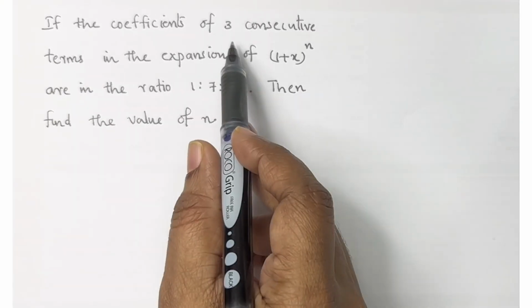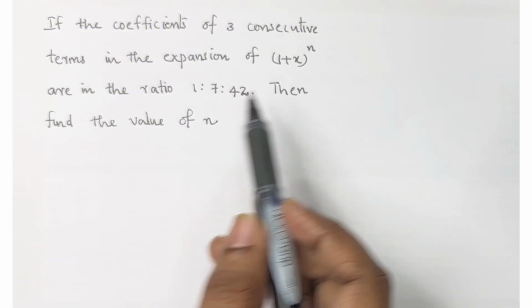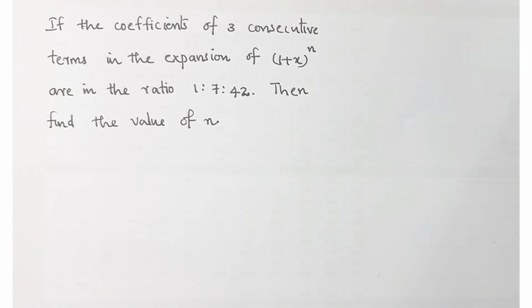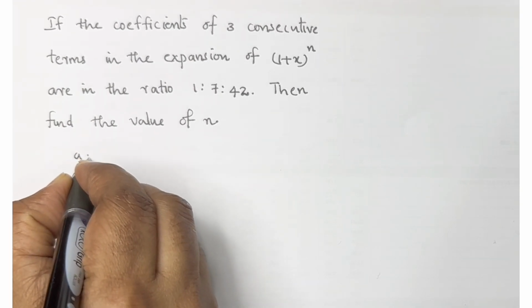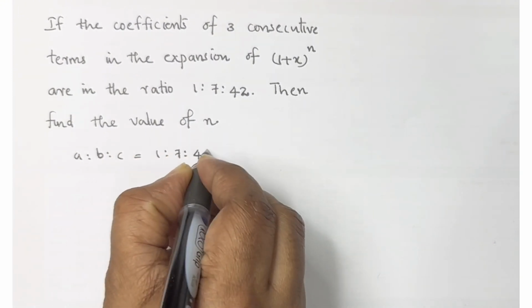Another example: if the coefficients of 3 consecutive terms in the expansion of (1 + x)^n are in the ratio 1:7:42, then find the value of n. Let's do this question with the help of the shortcut. So the ratio is given as a : b : c = 1 : 7 : 42.